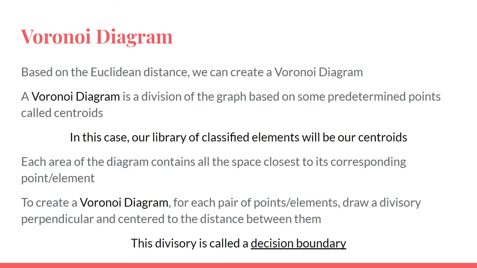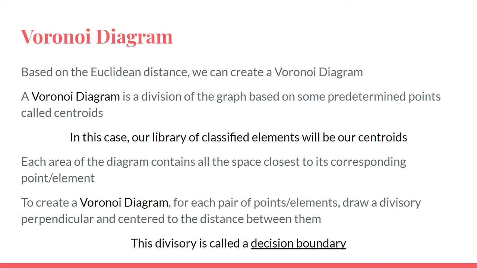Based on this Euclidean distance, we can create what is called a Voronoi diagram. A Voronoi diagram divides a graph based on some points called centroids. Here we will use the elements from our library as centroids. Each area in the Voronoi diagram corresponds to a single centroid. All points inside that area are closer to the corresponding centroid than all the other centroids.